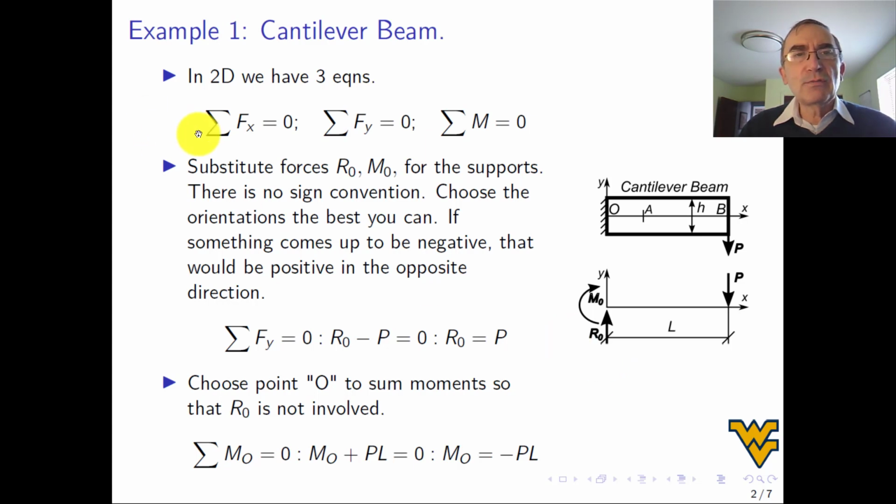So the first one, summation of forces in the x direction, is not applicable because we have no forces in the x direction. Summation of forces in the y direction, yes. And so I put R0 minus P equal to 0, and as a result, R0 is equal to P. Now, one thing that I want to caution you about is that this R0 here looks like it's positive, but it's not, because R0 points in the direction of y. It's just because I arbitrarily picked that I like to put that as positive.